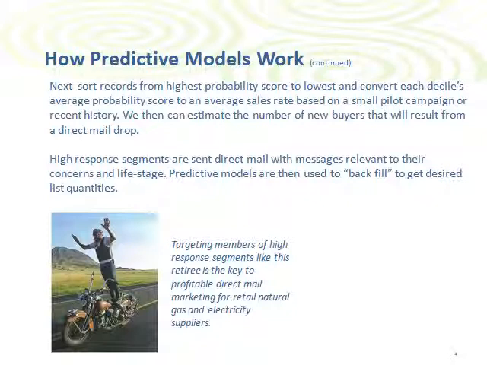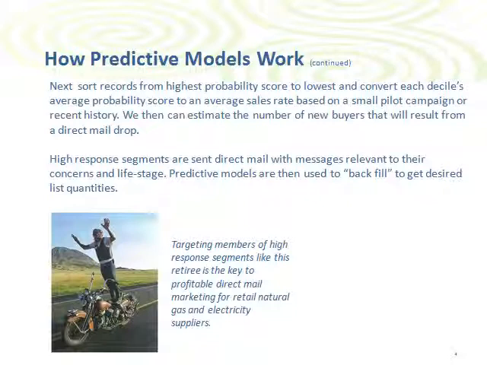So after we build this predictive model, in SPSS it writes to every prospect record the probability that they're going to respond to our offer. So what we would do is sort the records from highest probability score to lowest, which would then allow us to convert each decile's average probability score to an average sales rate based on a small pilot campaign or recent mailing history. We can then estimate the number of new buyers that will result from a direct mail drop.